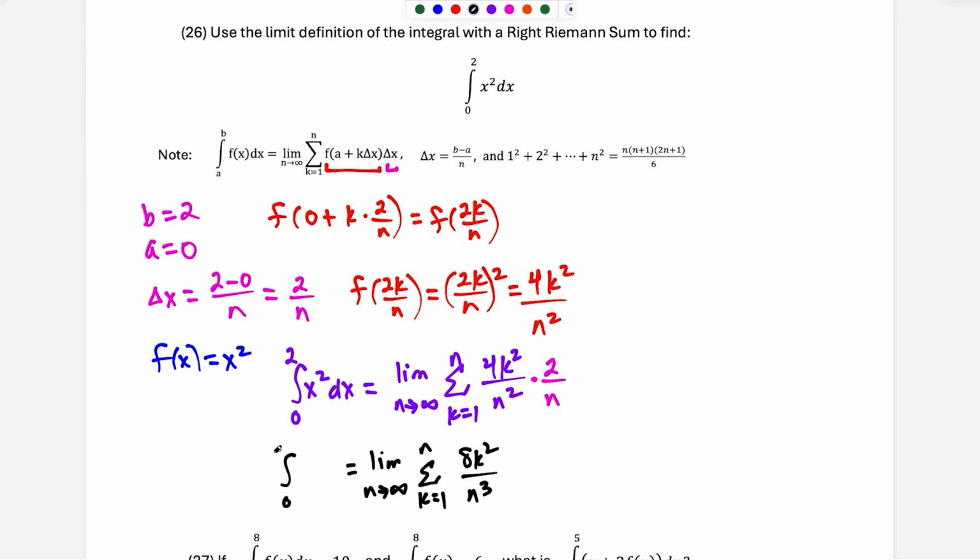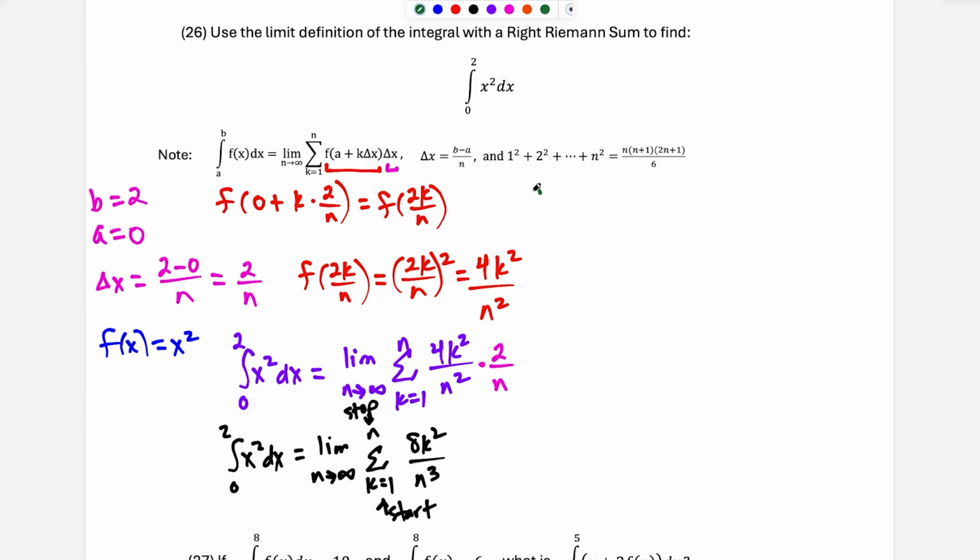Okay, so this is the integral from 0 to 2 of x squared dx. So I'm going to expand this series here. I'm going to start at k equals 1. So we start at 1. And then we stop at n. Okay, so this is what's going to happen here. So I'll write that result over here. So now we could say the integral from 0 to 2 of x squared dx is equal to the limit as n goes to infinity of, and now this is the key.